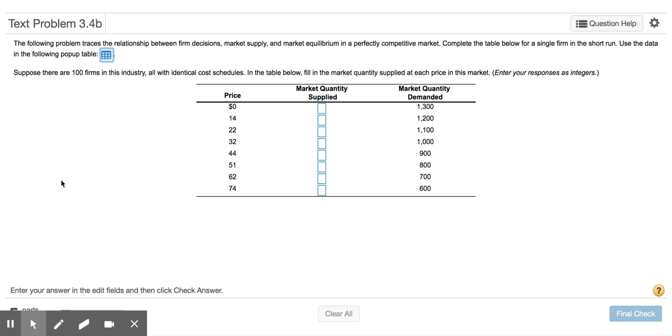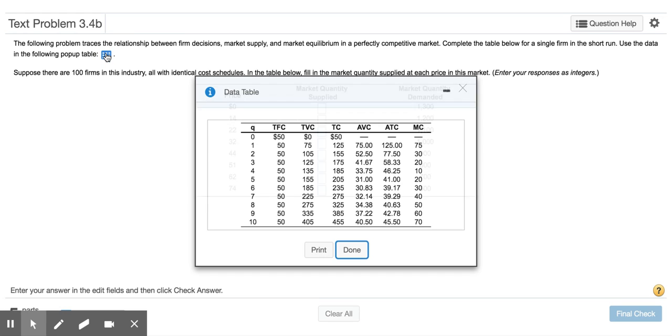Hi everyone, this is question number 18 from chapter 9. The question asked us to fill in the information for the market quantity supplied, or in other words, the market supply curve, given some information. And this information is provided in this table.